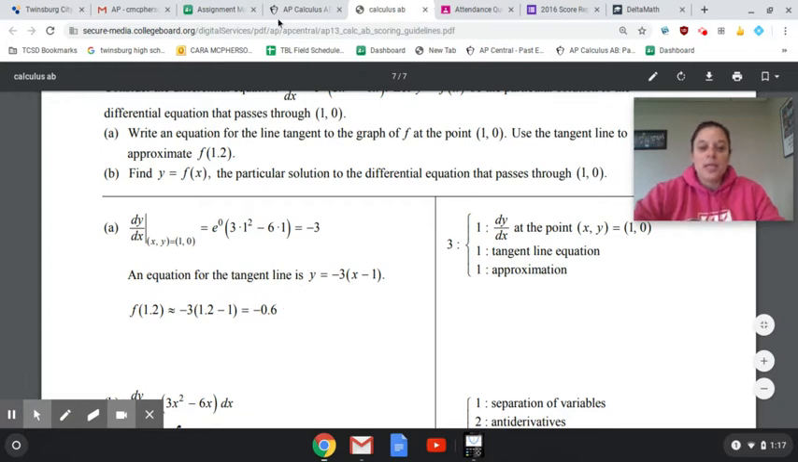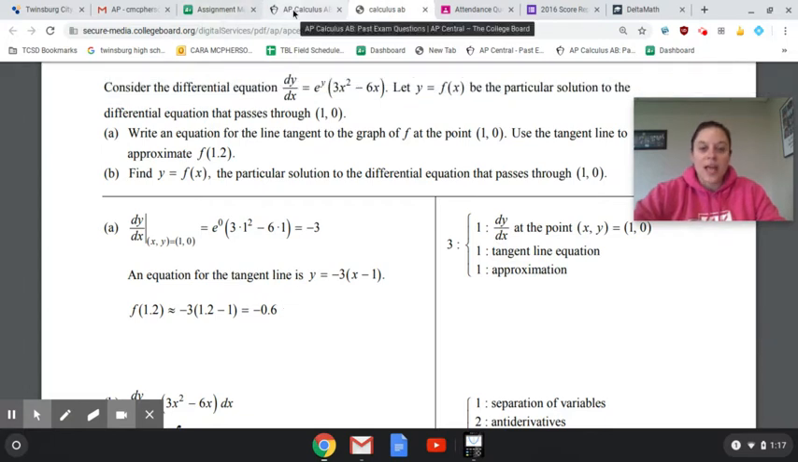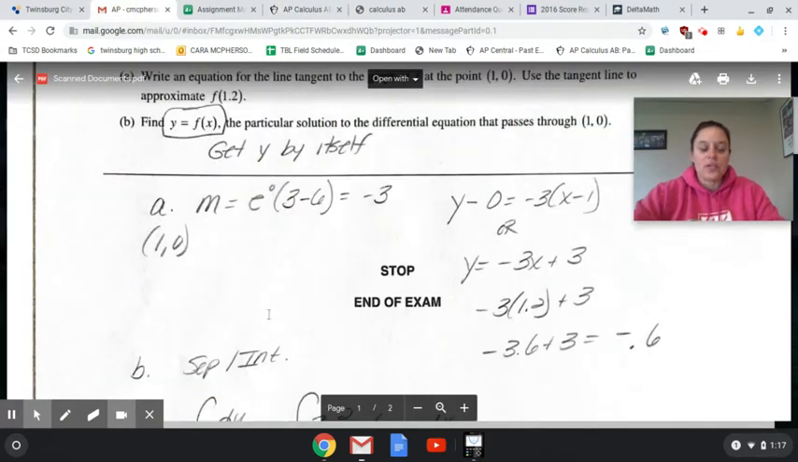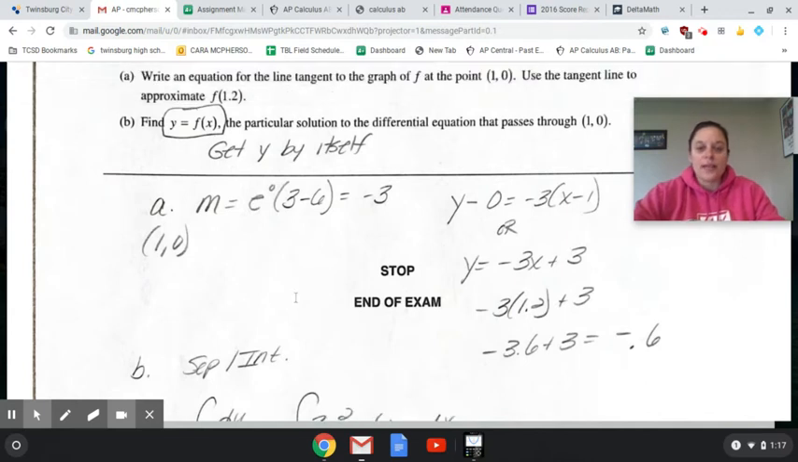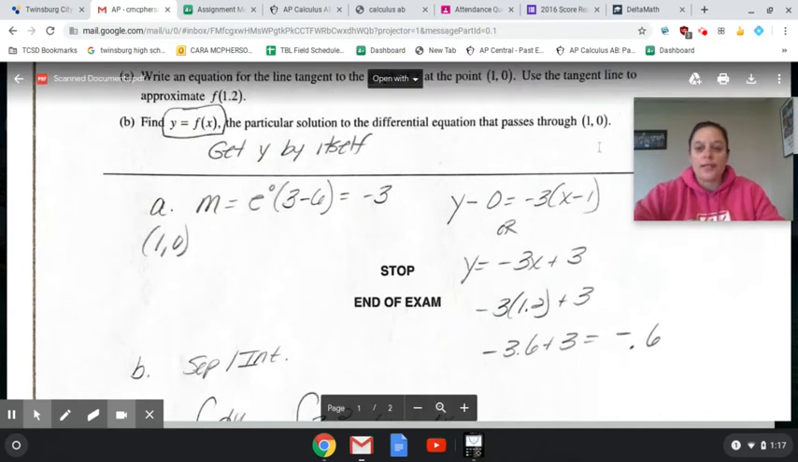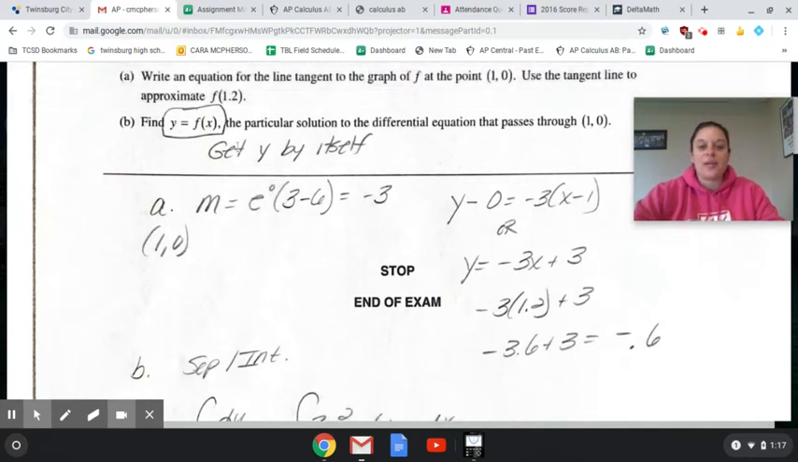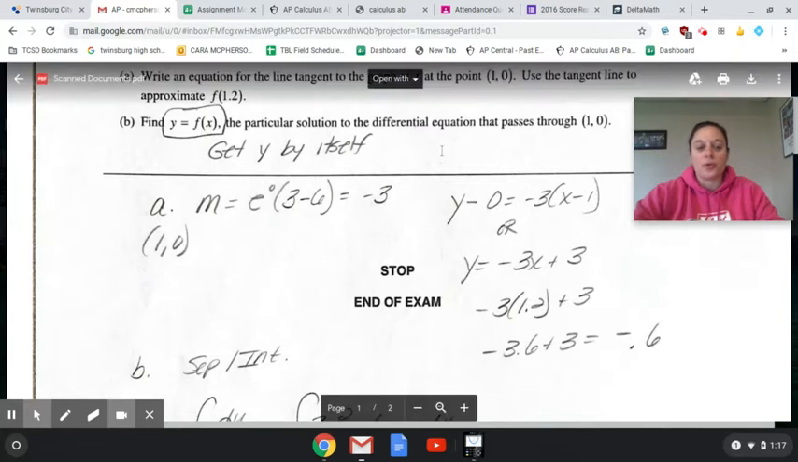And then part B is the separate and integrate, which you know is going to happen with these. It's just a matter of when they ask it. So with this, going back to mine, it wants you to find y equals f of x, given the point (0, 1), to get a particular solution. I put a little mark around y equals f of x, just making sure you realize that that means you do have to get y by itself before you're done.